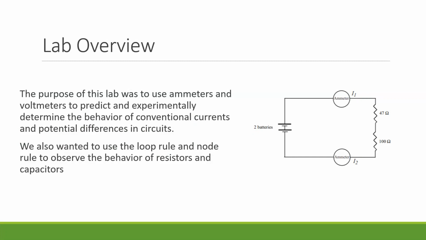So the overview for this lab. The purpose of this lab was to use ammeters and voltmeters to predict and experimentally determine the behavior of conventional currents and potential differences in circuits. We also wanted to use the loop rule and the node rule to observe the behavior of resistors and capacitors in these circuits as well.